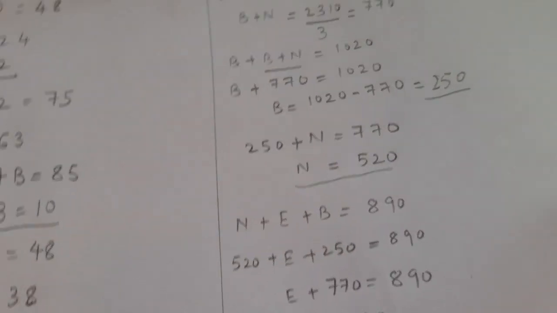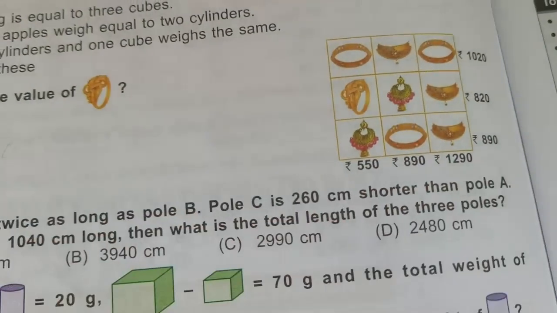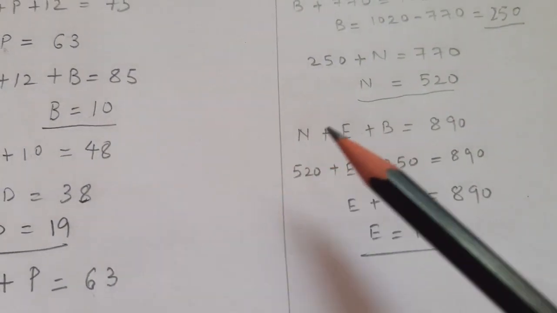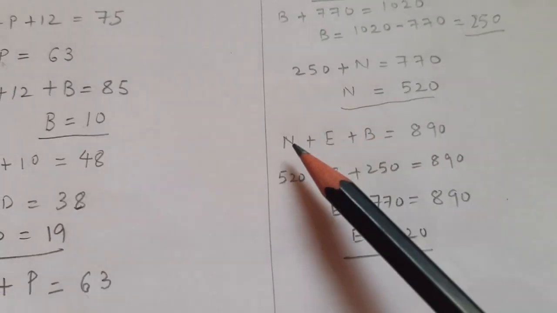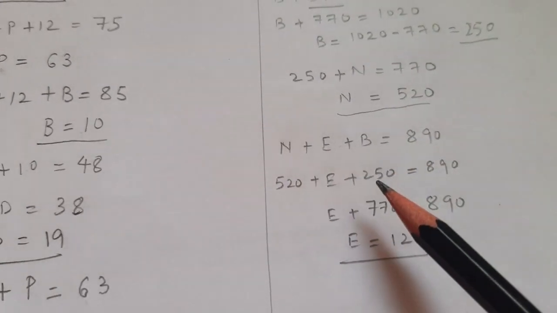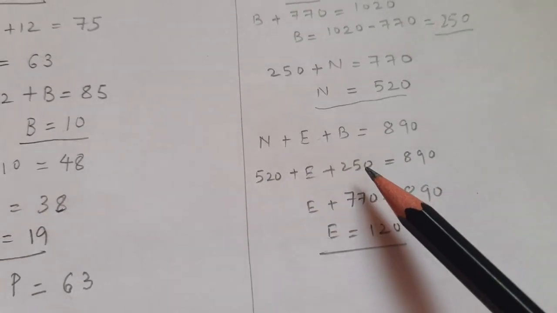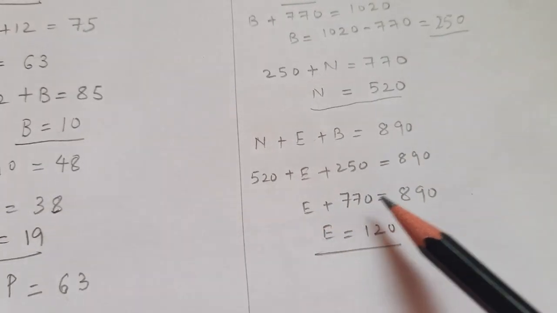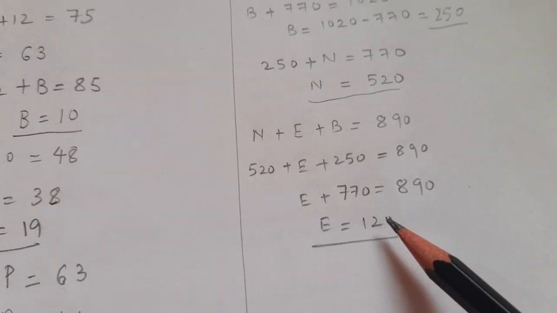Okay, so I have put this equation as necklace plus earring plus bangle equal to 890. Here also it was bangle plus necklace, so directly you can put 770. Or you can substitute the value of necklace or bangle and get the value of earring. So this will become E plus 770 equal to 890, and E, which is earring, is equal to 120.